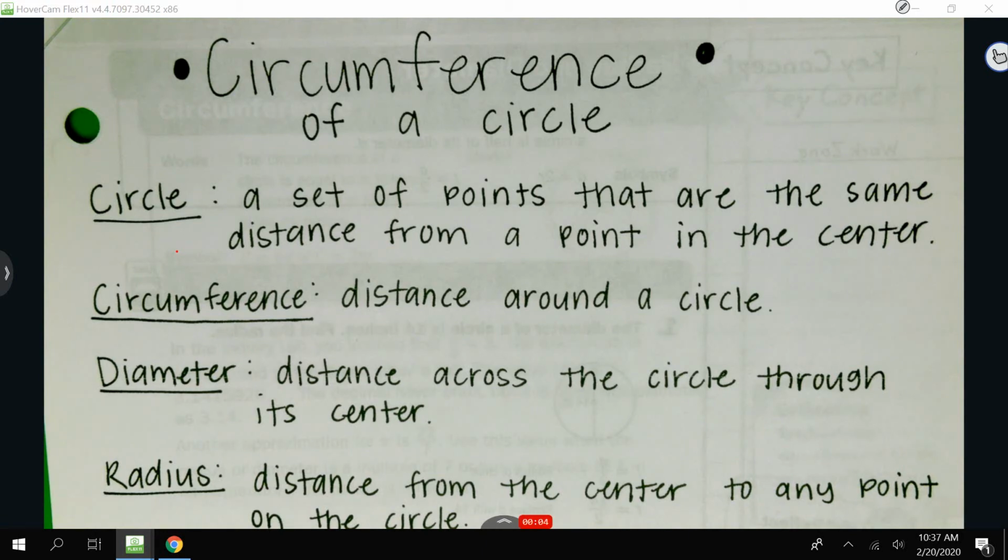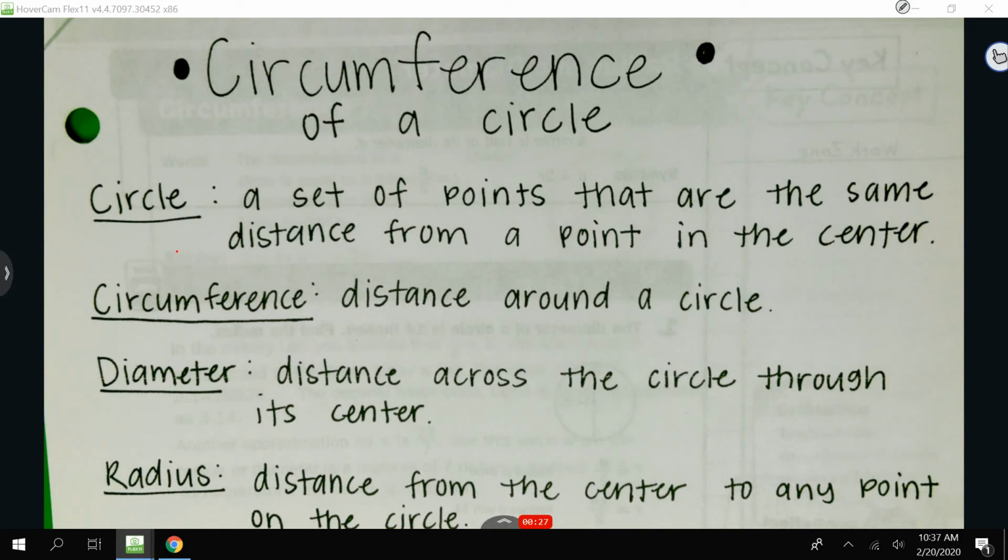Alright, so the first page is just a couple of definitions, and then we have a diagram to see what those definitions mean. A circle, I think we all know what that is, but the technical definition is a set of points that are the same distance from a point in the center. And then your circumference is the distance around the whole circle, so the outside of the circle.